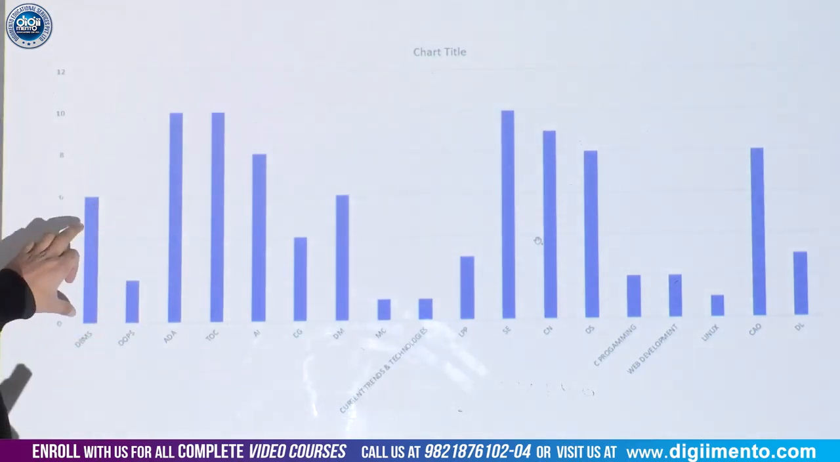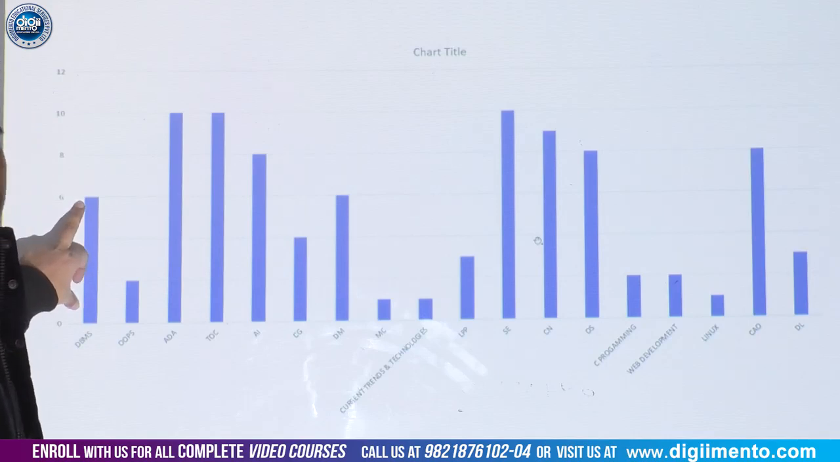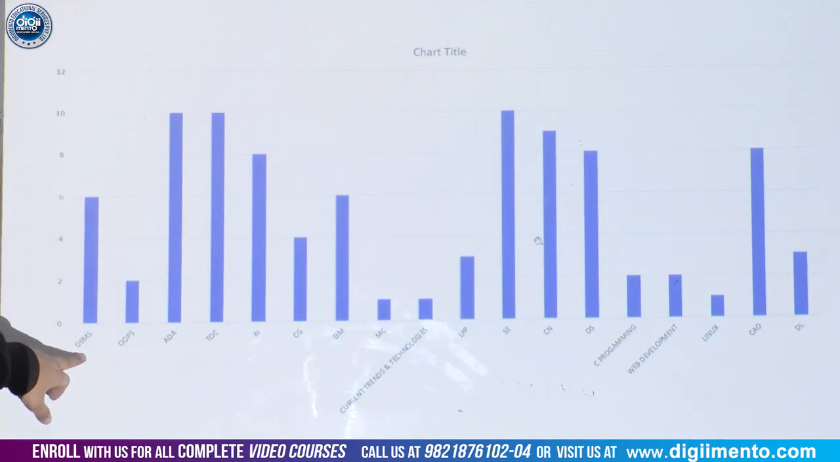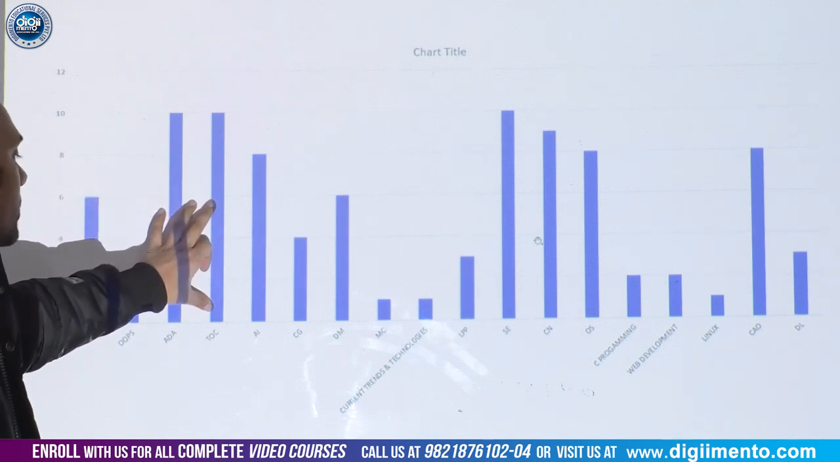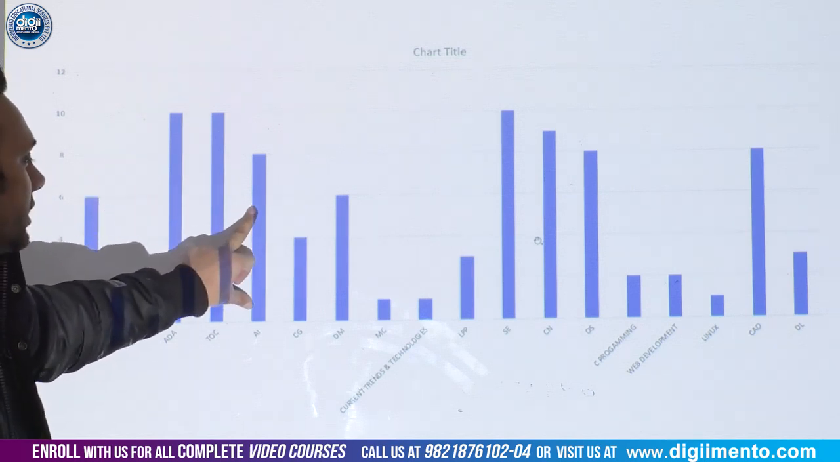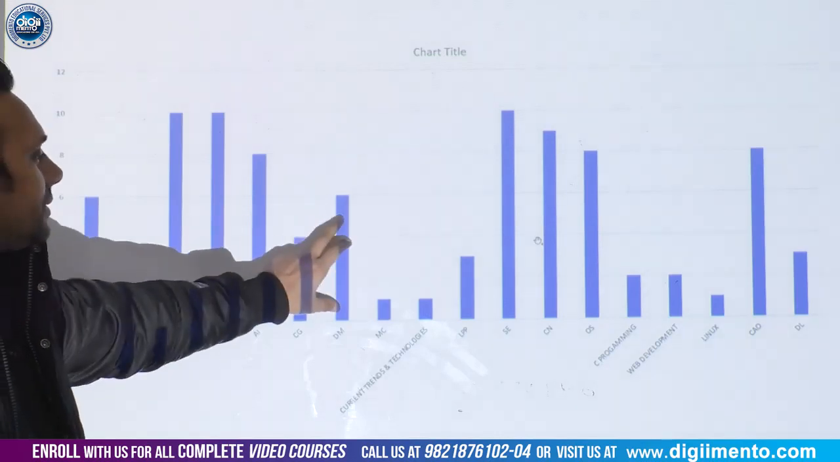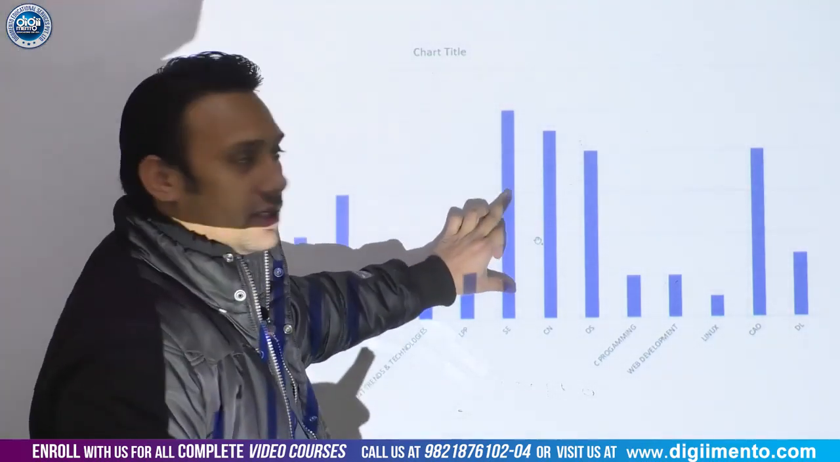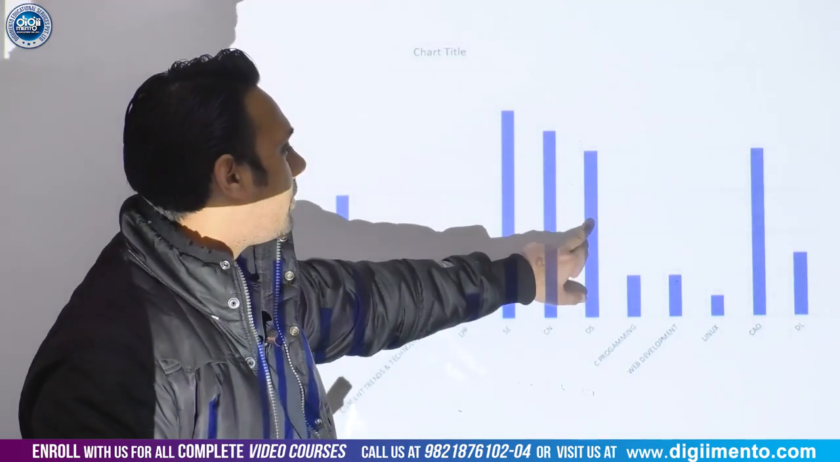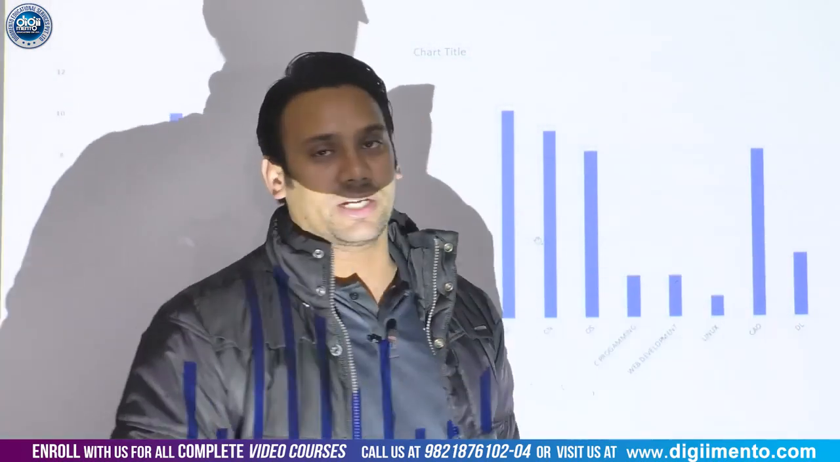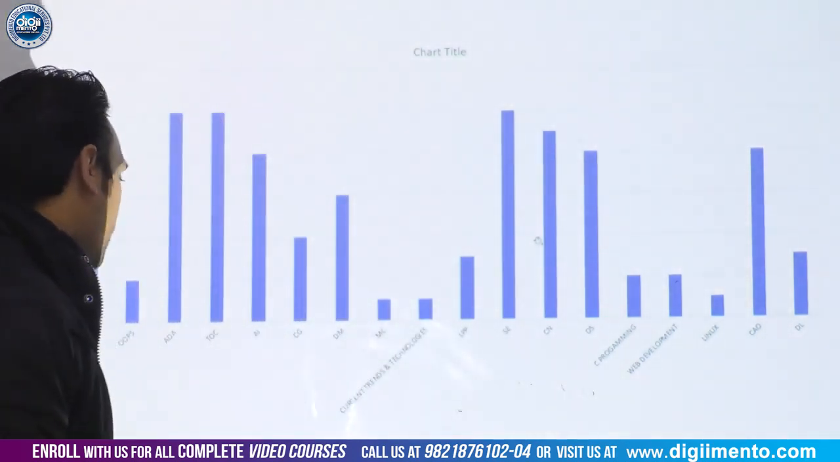So anything which is 6 or above 6, these subjects are extremely important. For example, database management system is very important, ADA is a very important subject, theory of computation is a very important subject, artificial intelligence is also very important, discrete mathematics is very important, software engineering is also extremely important, computer networks is very important, operating system is very important, as well as computer architecture and organization is very important.